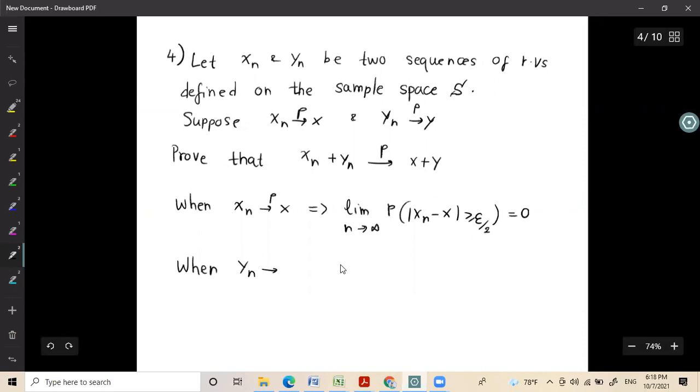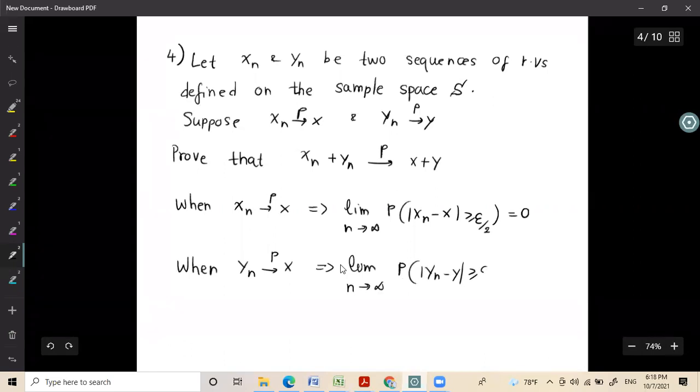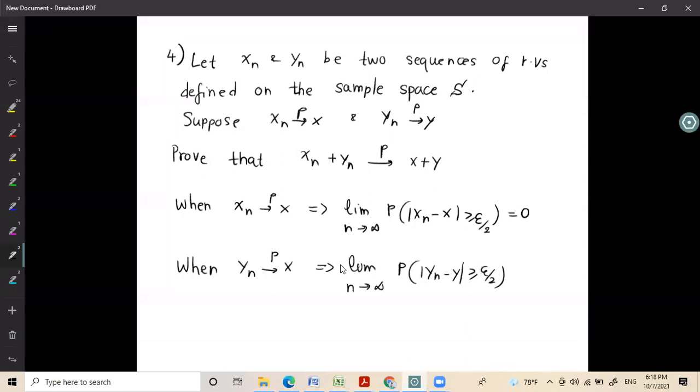When yn goes in probability to y, what do you get? You get limit n goes to infinity, probability yn minus y greater than or equal to epsilon over 2. Now remember, epsilon over 2 is another epsilon, let's say epsilon prime or something, right?